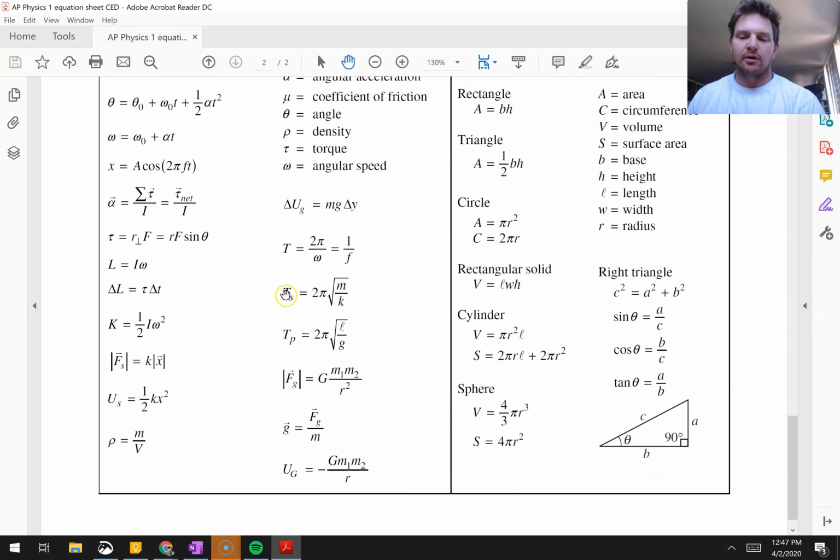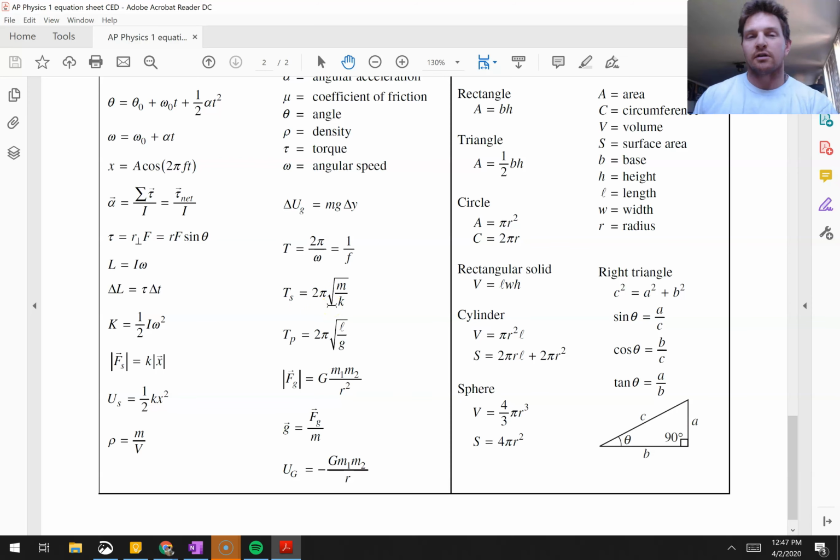Right here, this is the period of a spring oscillator. So remember, capital T is for period and the S is for spring. So the period of a spring oscillator is equal to 2 pi. When you think about it, 2 pi makes sense because we always model this stuff with trig functions, and 2 pi is usually for the cycle of a trig function. 2 pi times the square root of the mass of the object divided by the spring constant.